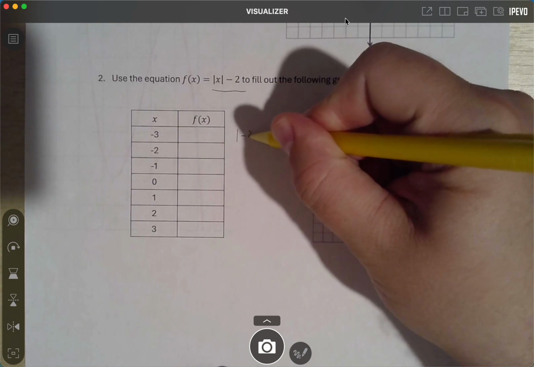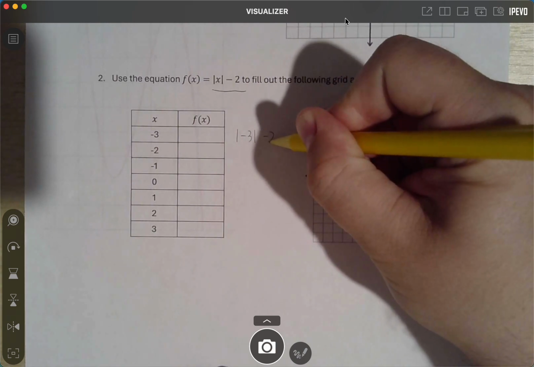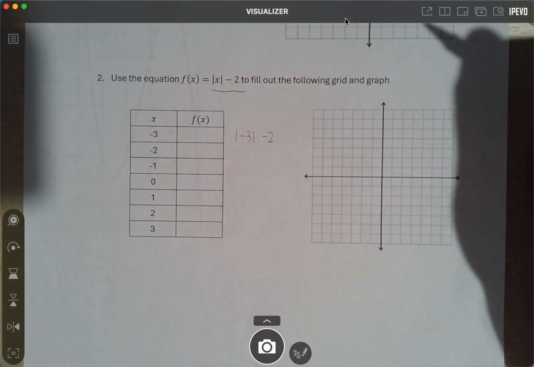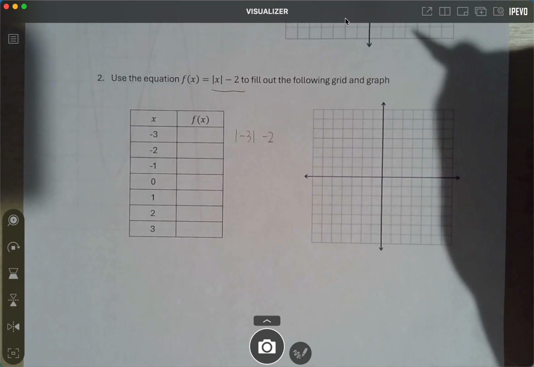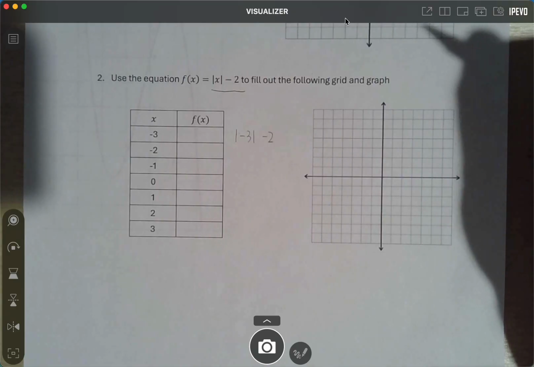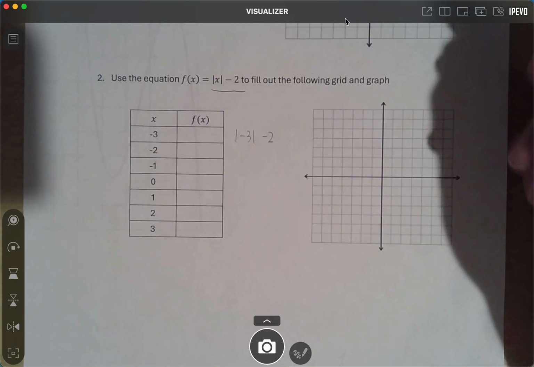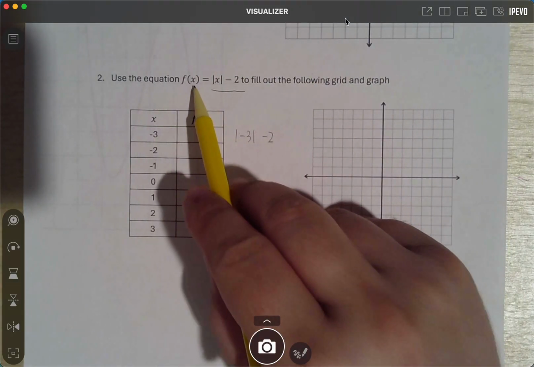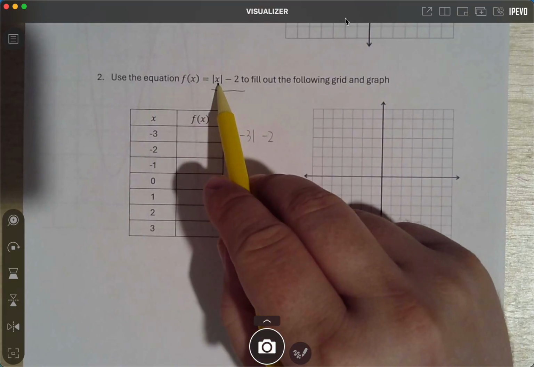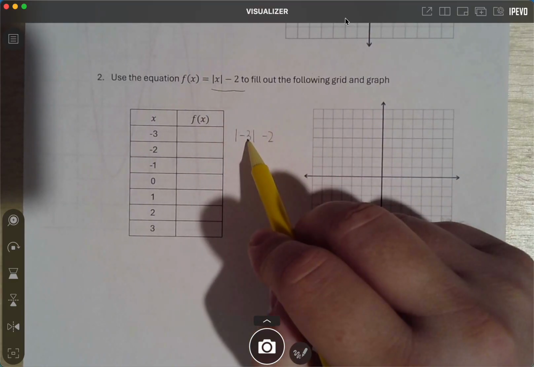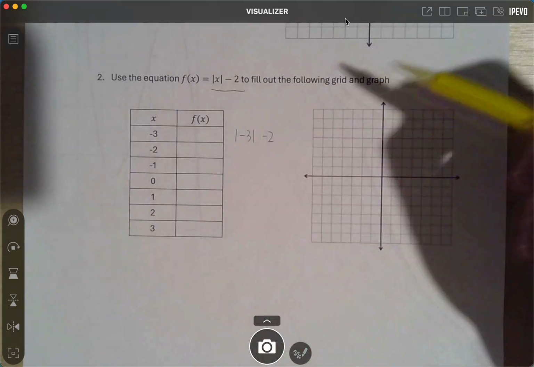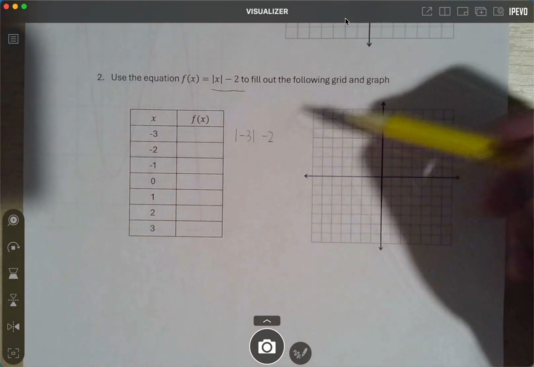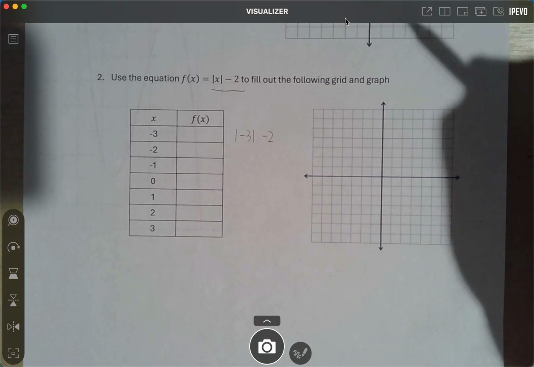Absolute value, -3 minus 2. And you can see I'm just substituting that value of -3 in place of x. That's all that's going on there. This says I want x to be -3. There's a function of x, which I'm then saying I want this x to be -3. It's inside absolute values. I'll deal with that in a minute. And then there's a -2 after the fact. So we're just what we call substituting.